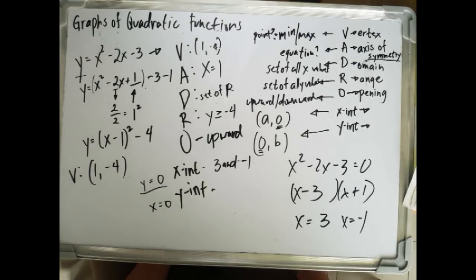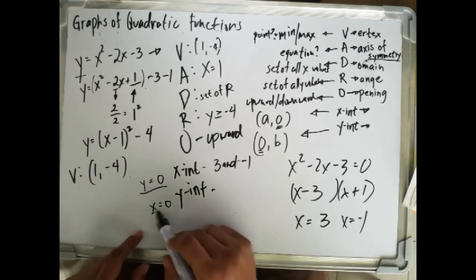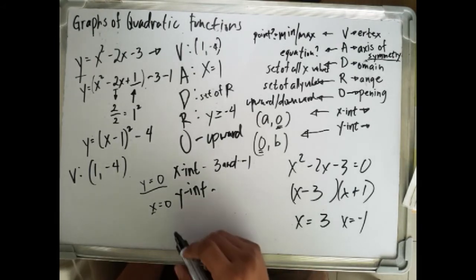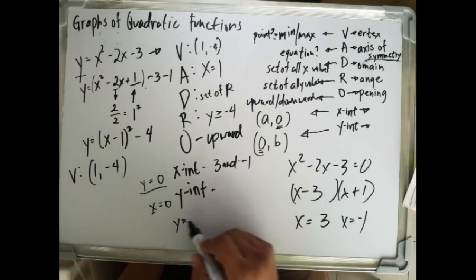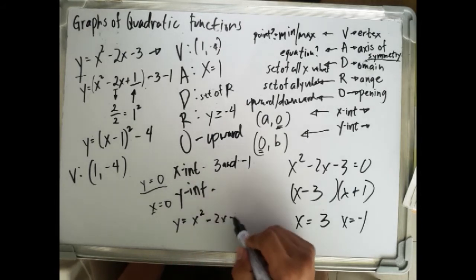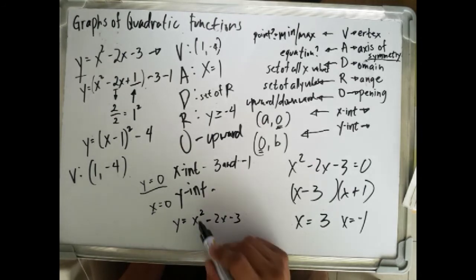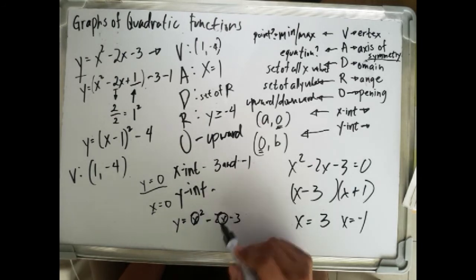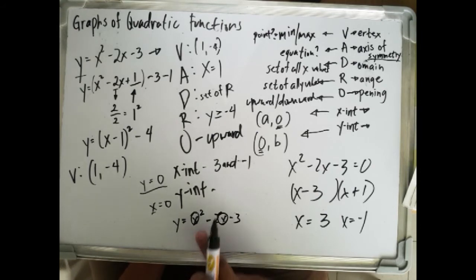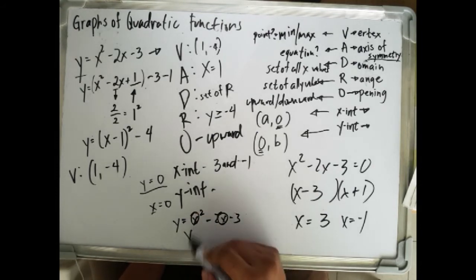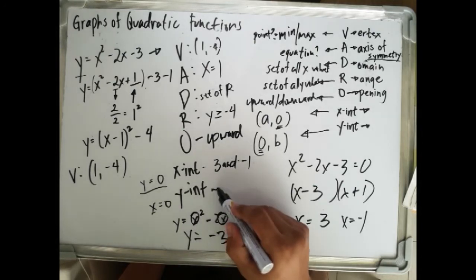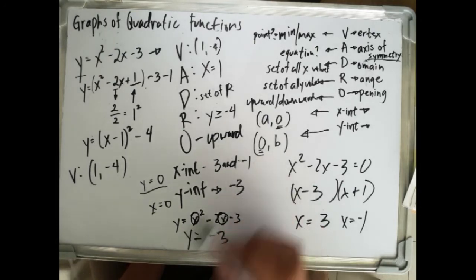Next, how will you find the y-intercept? So y-intercept naman, sabi if x equals 0. Ito pinakamadali. So y equals x squared minus 2x minus 3. Gagawin natin, yung x daw ay 0. So papalitan lang natin. Pag yung 0 to, wala na. So 0 squared is 0. 2 times 0, 0. So natira na lang si constant. Therefore y equals negative 3. So this is your y-intercept, negative 3.